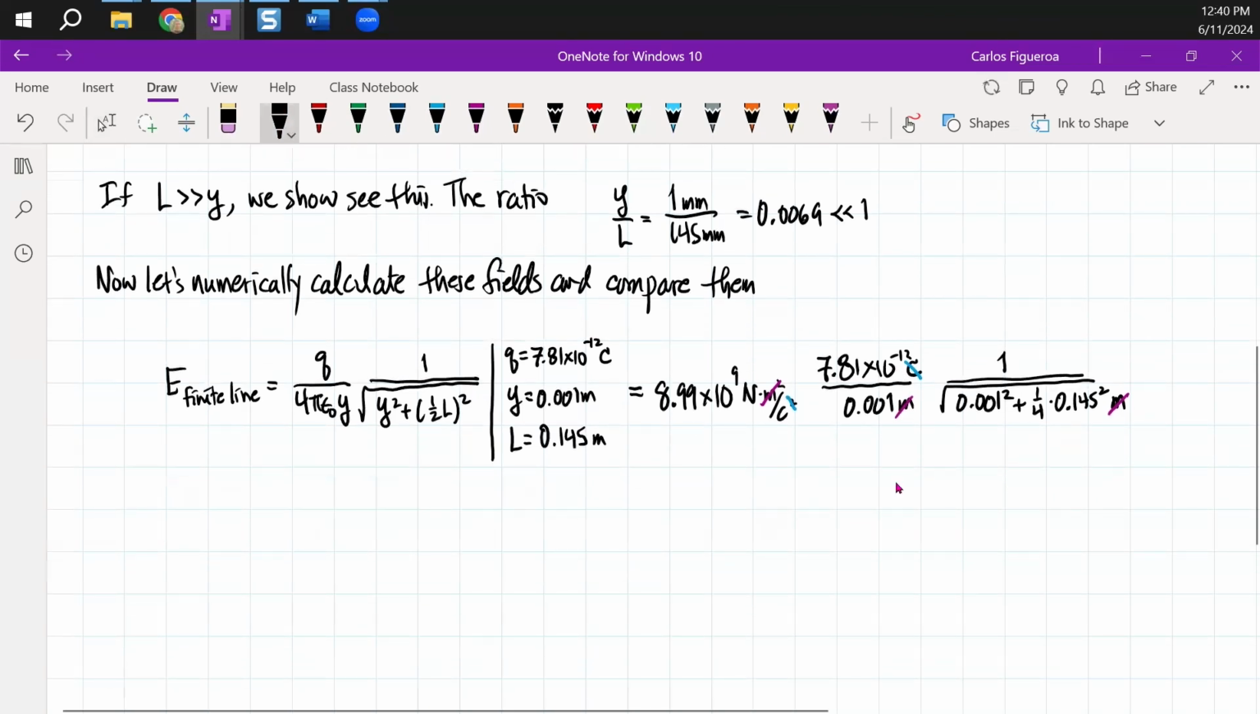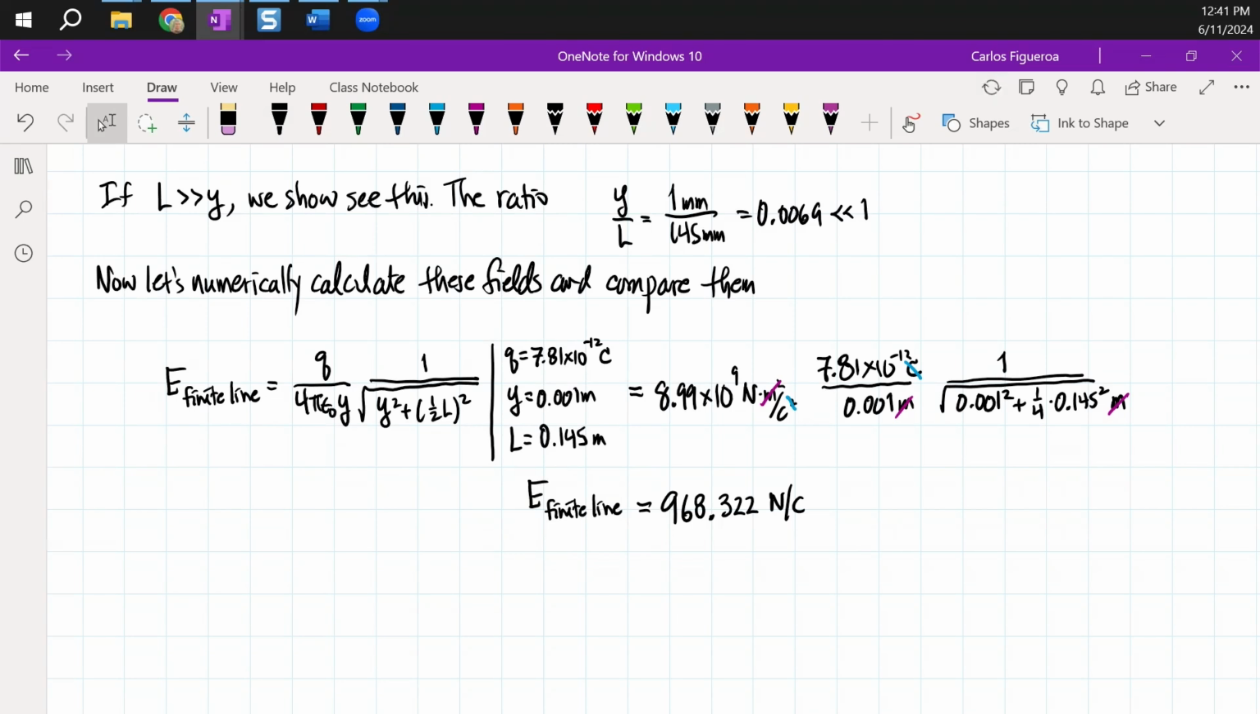We find here that the number is equal to 968.322 newtons per coulomb. And this is going to be E finite line. I'm pretty sure that's a correct number.